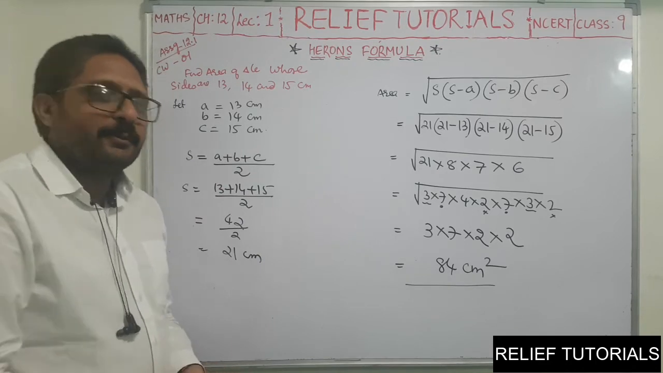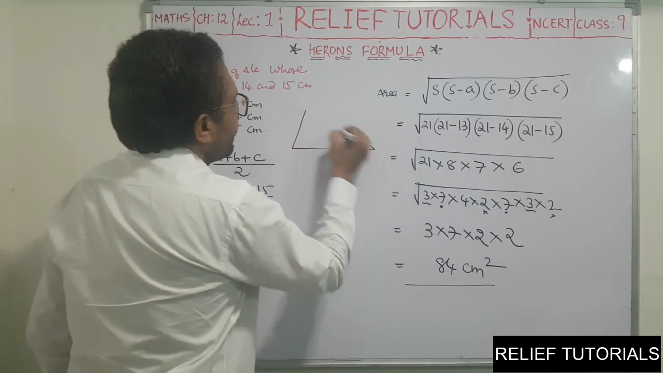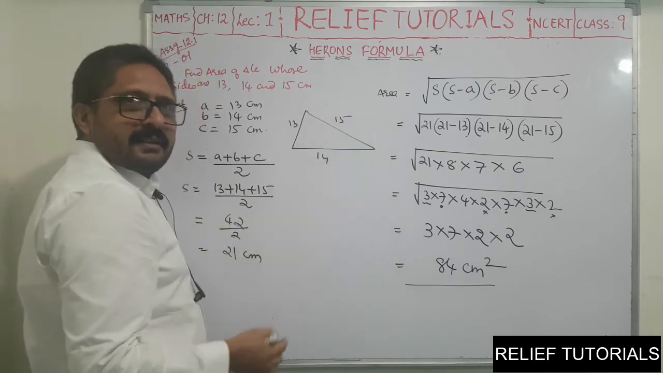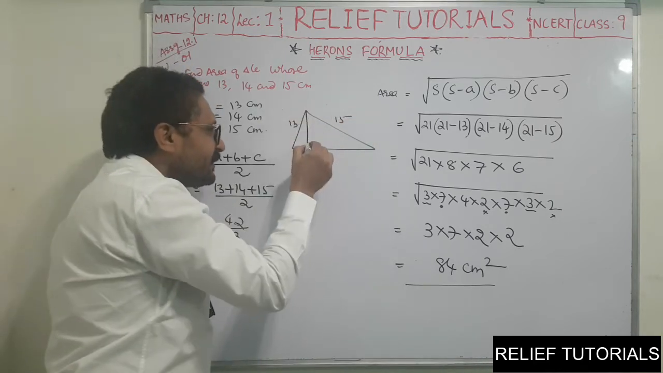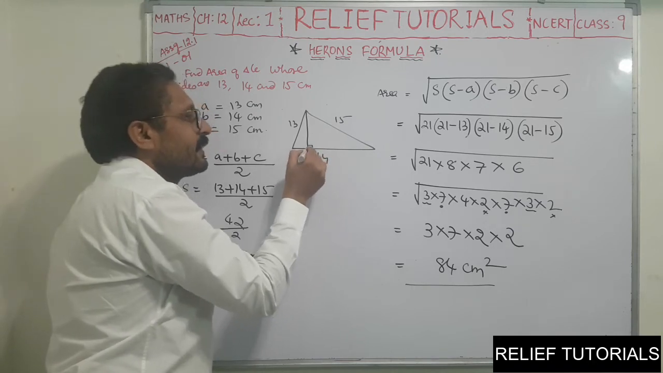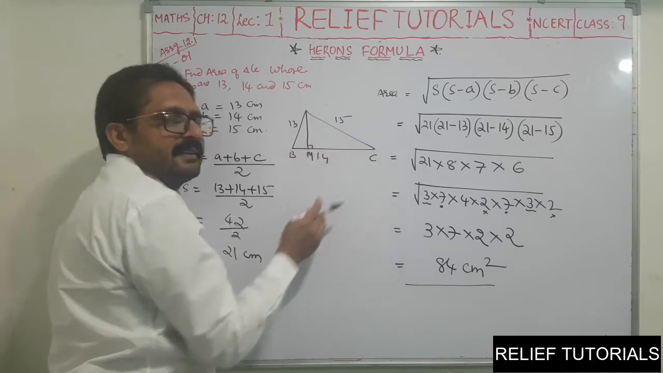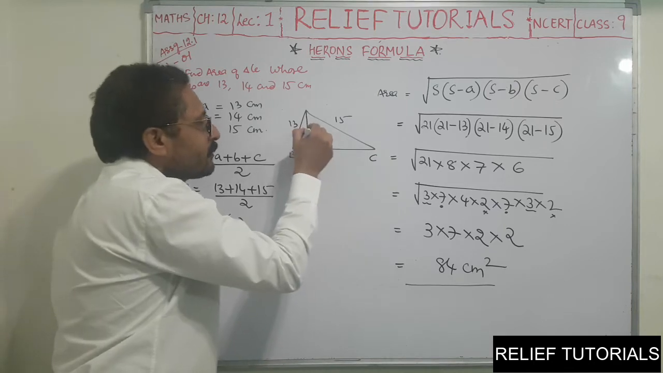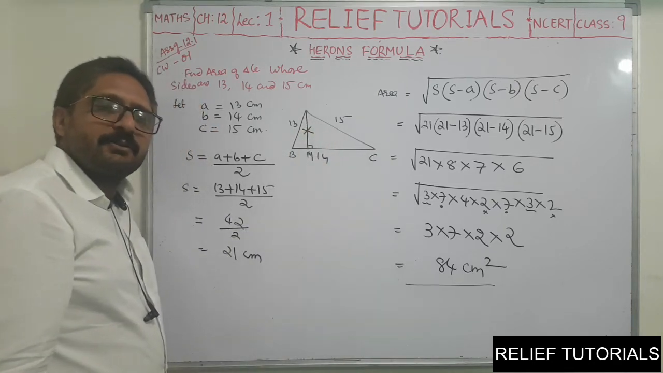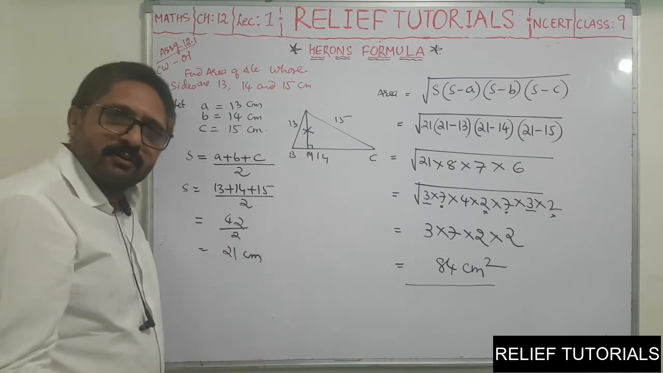Here we will not be able to find, see this scalene triangle, 13, 14, 15. You will not be able to find the altitude. Why? Because this is not a midpoint of BC. So you will not be able to find the altitude, and so you will not be able to use the formula half into base into altitude. So you have to use Heron's.